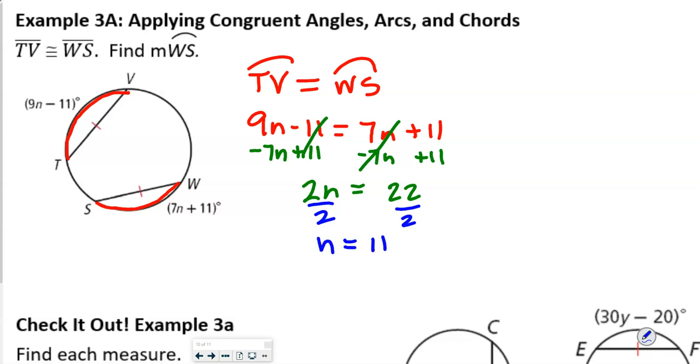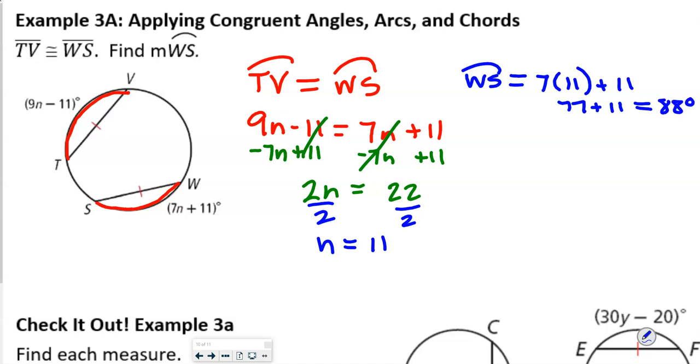Now, it didn't ask us for n, it asked us for WS. So now we have to plug back in that n. So WS, the arc, is going to be equal to 7 times 11 plus 11. That's 77 plus 11. That's going to be equal to 88.